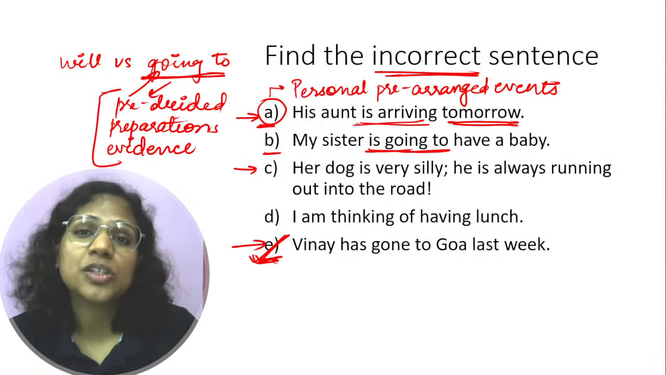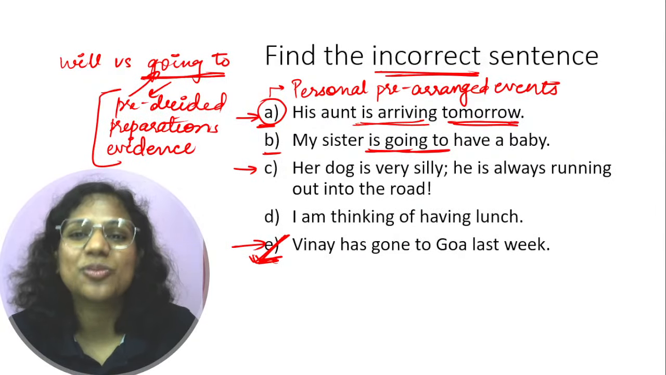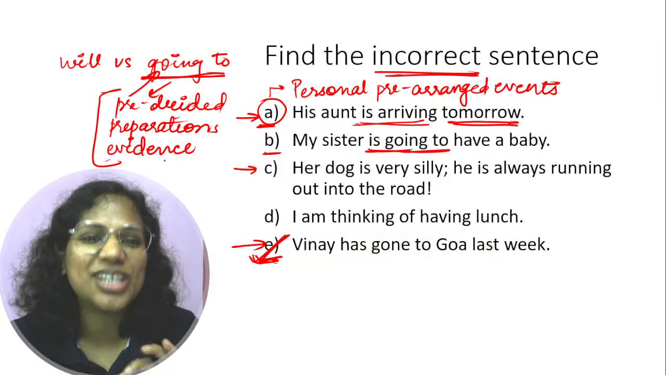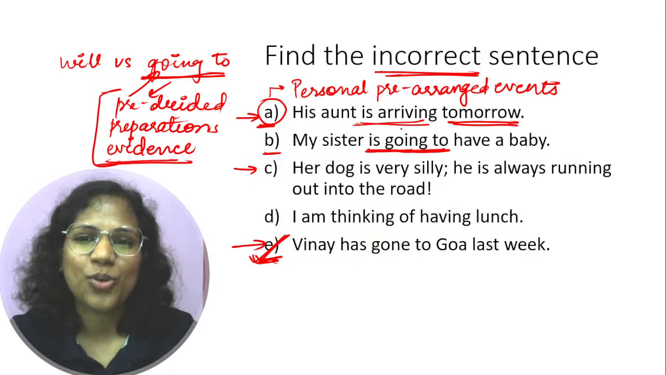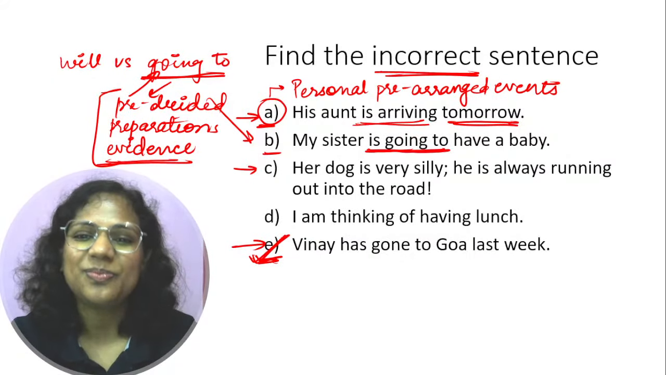So of course my sister must be pregnant. That's why I'm saying my sister is going to have a baby. So there is evidence, right? And that's why "is going to" is absolutely correct here. Okay, so the difference is "will" versus "going to". That's what I wanted to focus on.